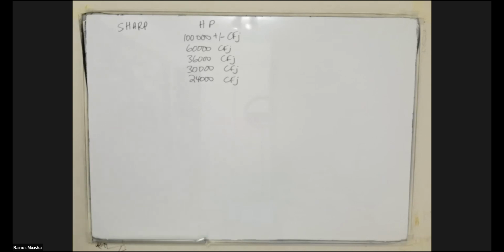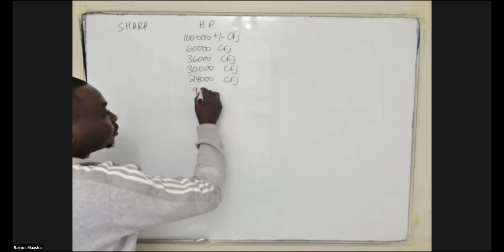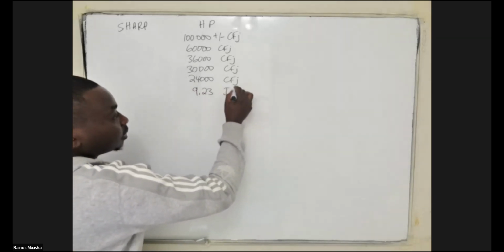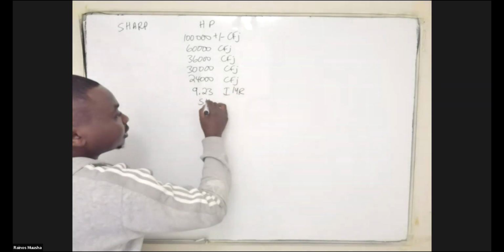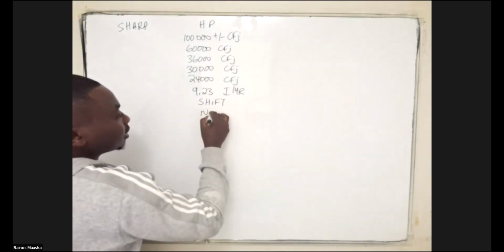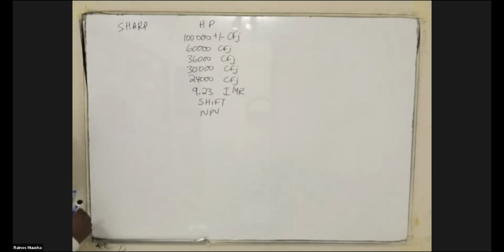Then from here, remember we did the calculation before where we saw that the discount rate is going to be based on the weighted cost of capital. And the weighted cost of capital that we saw was 9.23. So we're going to say 9.23 is your interest per year. Then shift, then you calculate the net present value.